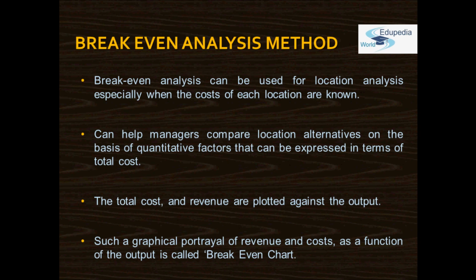Alright, so how do we go about doing this? We basically plot the total cost and total revenue against the output. Okay, so we will be making use of the graph. We'll have the output on the x-axis and the total cost on the y-axis, and we'll do this for all the various locations on one single graph. Such a graph, as you're already aware, is called the break-even chart. So we'll be making use of the break-even chart and we'll be finding the most suitable location.